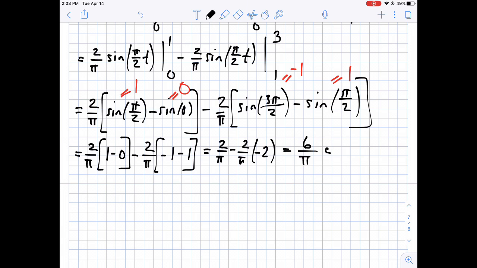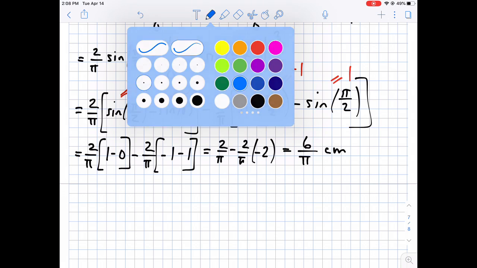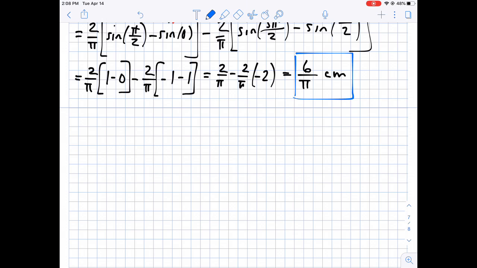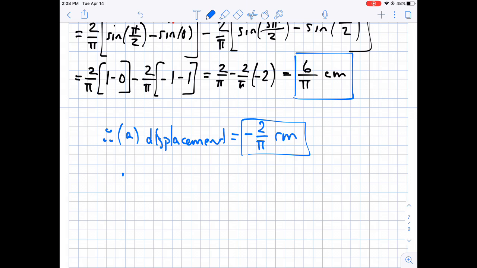Now again, we're talking about centimeters, and that's going to be our distance traveled from 0 to 3 seconds. It will travel 6 over pi centimeters. So one thing I really want to focus on for a second is that in our result for A we have displacement. Displacement for this one actually turned out to be negative. It was negative 2 over pi centimeters. And for B, we ended up with our distance. The integral of the absolute value of velocity was 6 over pi centimeters.